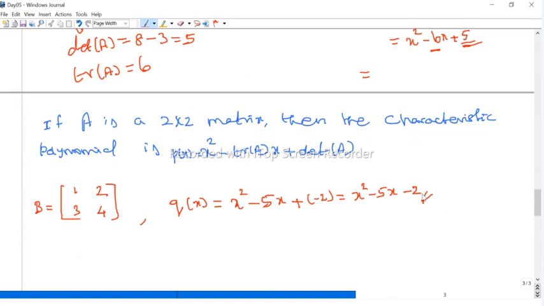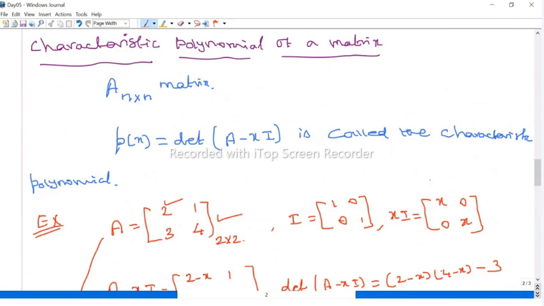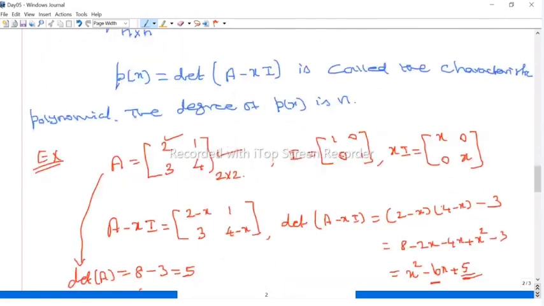Okay. So if you take a 3 by 3 matrix, this is the idea. Therefore the characteristic polynomial is nothing but the determinant of A minus xI. Okay. And if A is an n by n matrix, the degree of P of x should be the order of the matrix. So an n by n matrix means the degree is n. And it should be a monic polynomial. Okay. Monic means the leading coefficient should be 1.